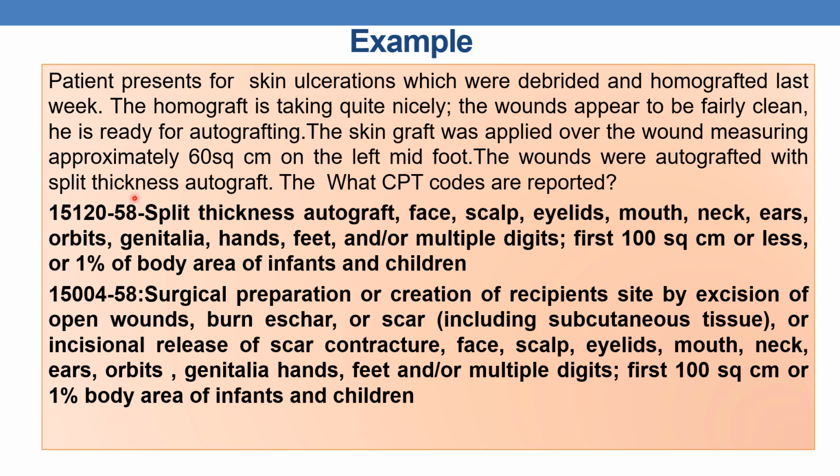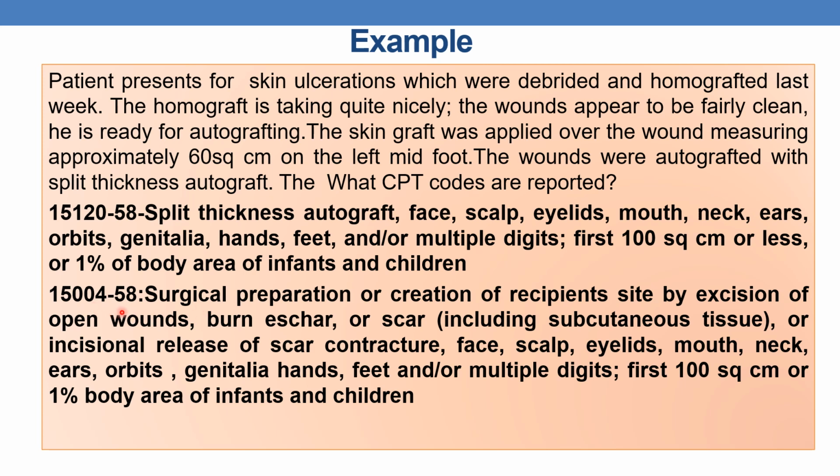So the procedure is split thickness autograft. The first code is 15120, along with the 58 modifier to indicate that it is a staged procedure. Split thickness autograft, location is midfoot. So face, scalp, eyelids, mouth, neck, ears, orbits, genitalia, hands, feet. Midfoot comes under feet. So first 100 square centimeters or less. Here the area is 60 square centimeters.